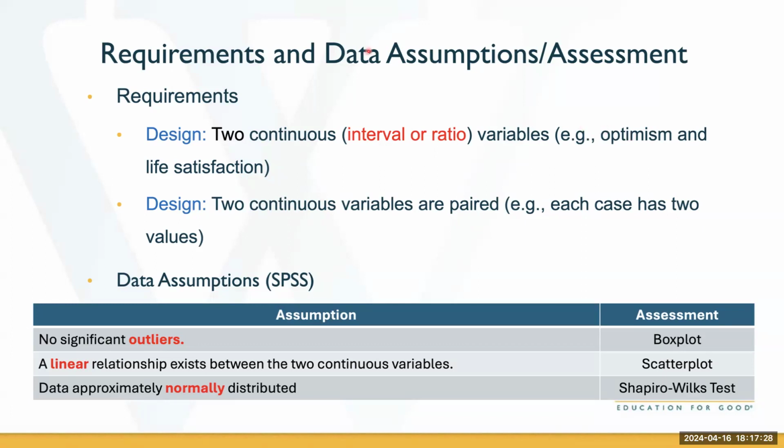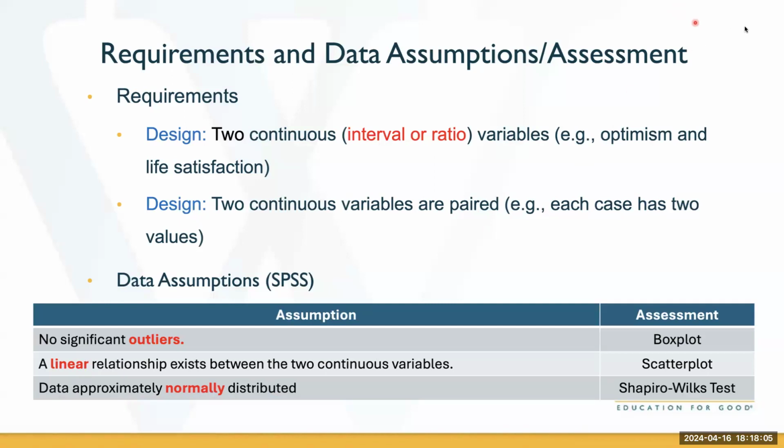But then we know that when we go to do data analysis, we are concerned, first of all, with the data assumptions surrounding our test. For the Pearson's correlation test, we are concerned with making sure that there are no significant outliers. We also assume that there's a linear relationship between these two variables, and we also assume that the data is normally distributed.